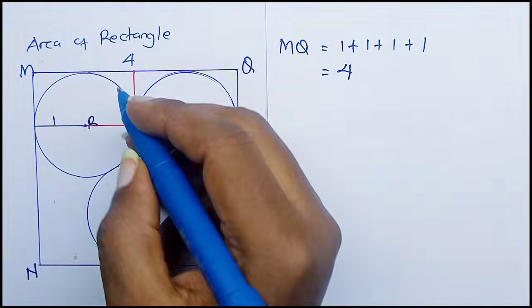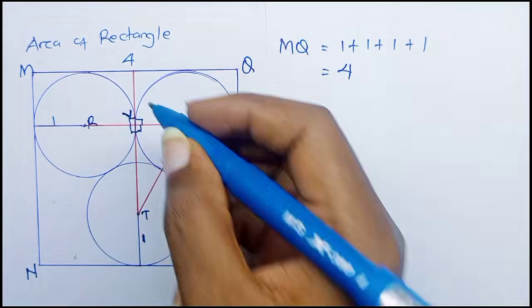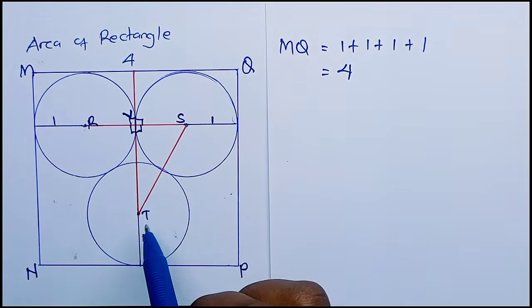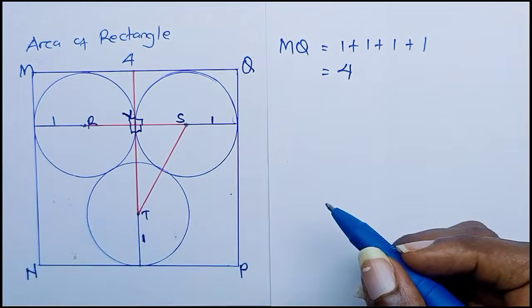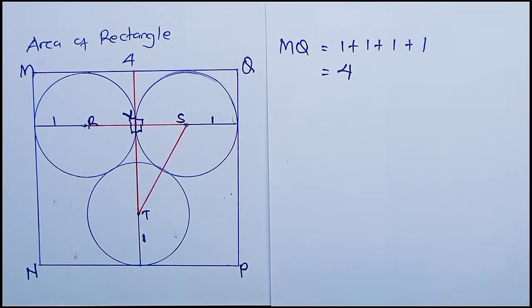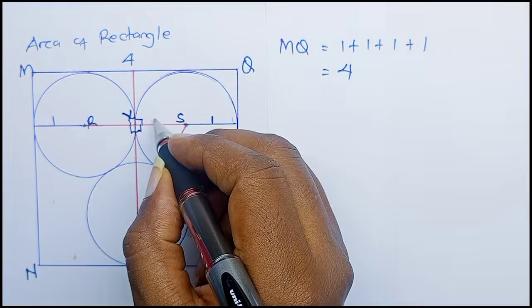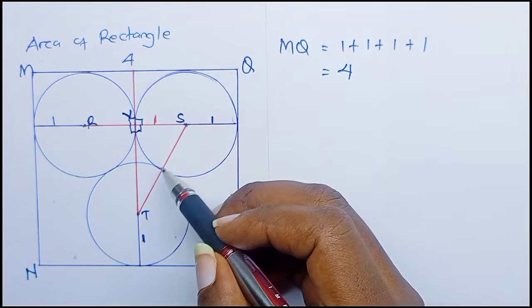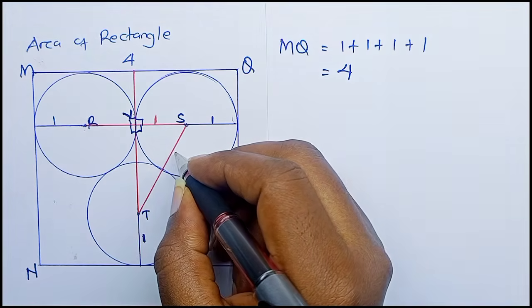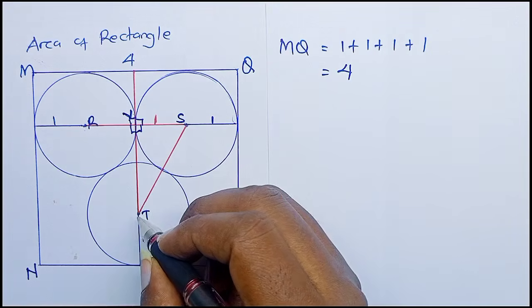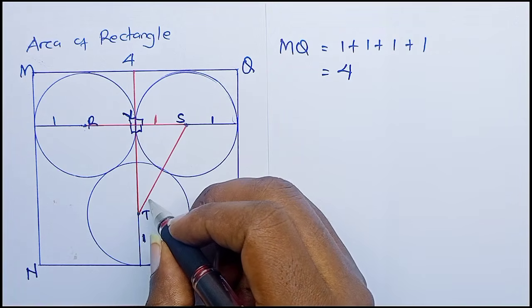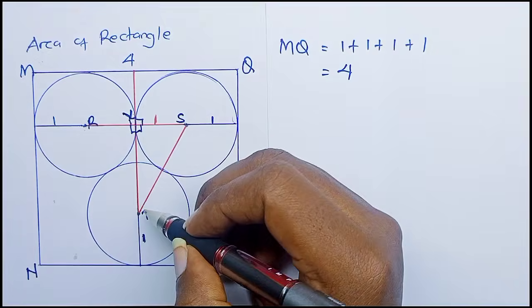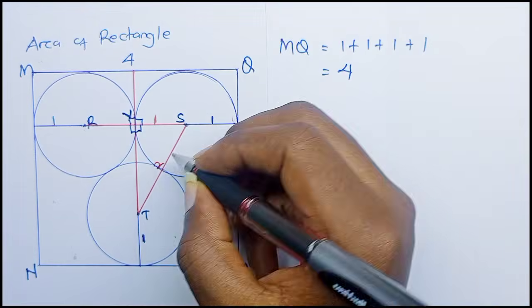So remember, we got our MQ as 4. Now remember, we've said this is point V. Now focusing on triangle TVS, we know that VS is radius of the circle. So VS is 1. Then from S to this point is radius, which is also 1, and from here to here is also radius of this circle, which is 1. Therefore, TS will be 2.